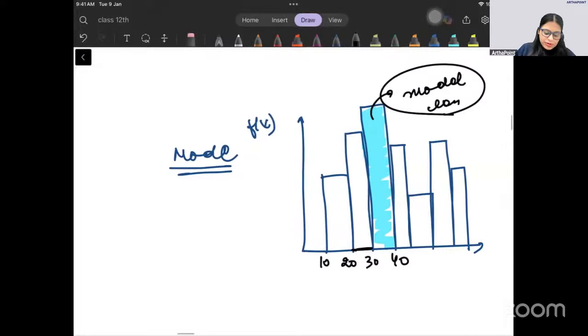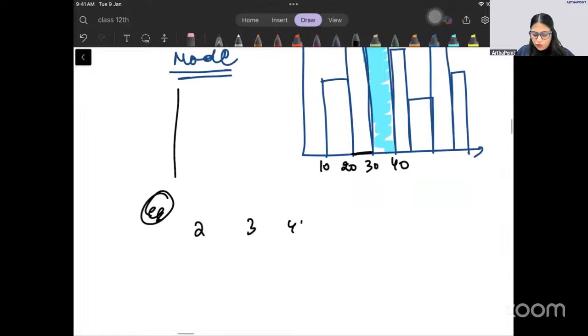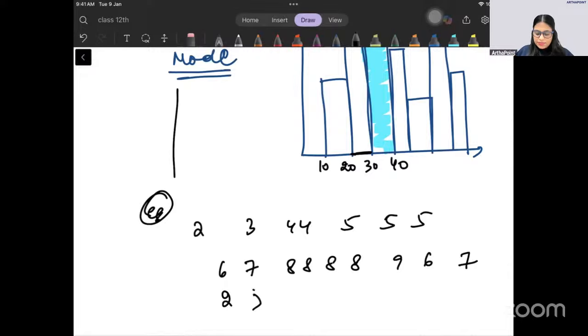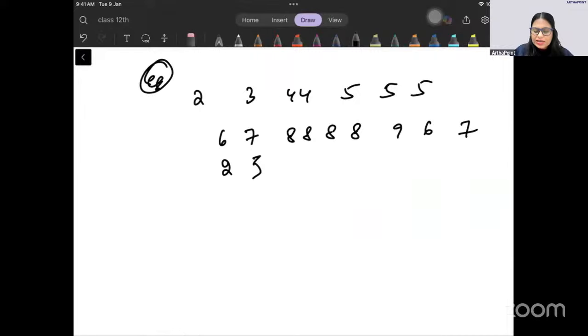For example, if I give you the data set 2, 3, 4, 4, 5, 5, 5, 6, 7, 8, 8, 8, 8, 9, 6, 7, 2, 3, something like this. You have to find which observation has the highest frequency. Clearly 8 has the highest frequency. So this becomes the mode.